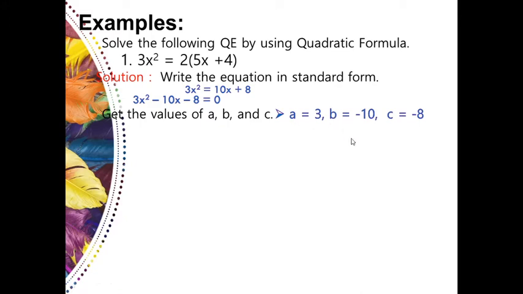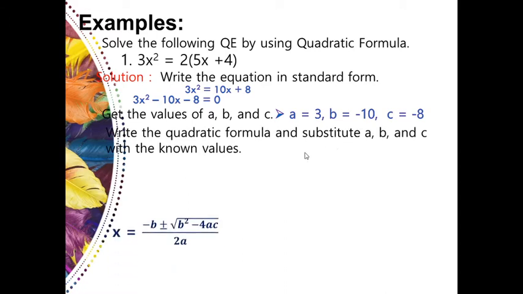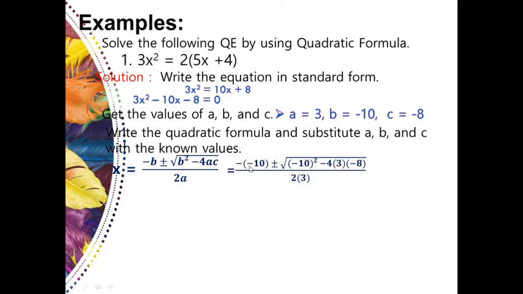We substitute then the values to the quadratic equation. So therefore, we have negative of b, which is negative 10, plus and minus the square root of negative 10 squared minus 4 times 3 times negative 8 all over 2 times 3. So take note, we replace the values of a, b, and c by the known values. Then we simplify.